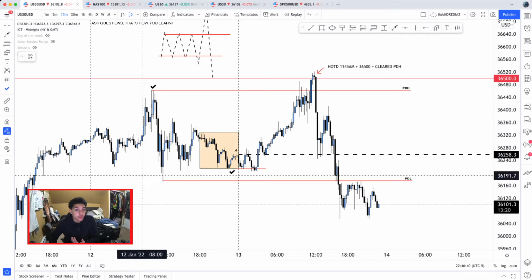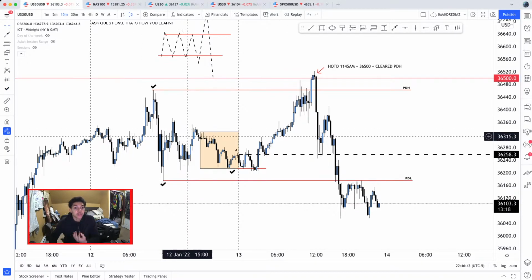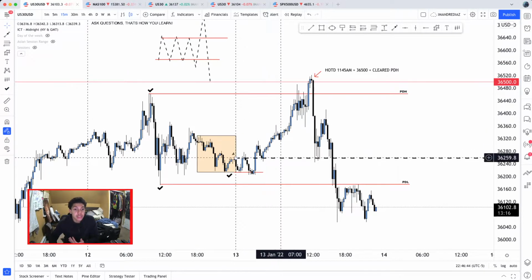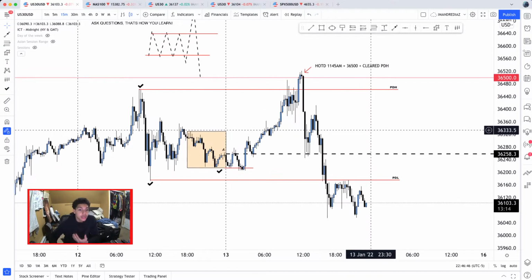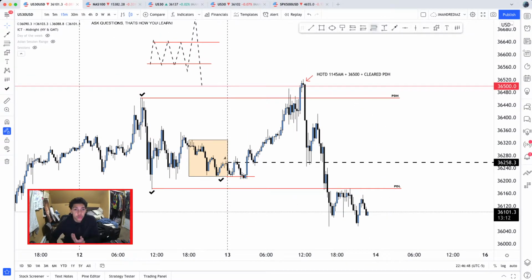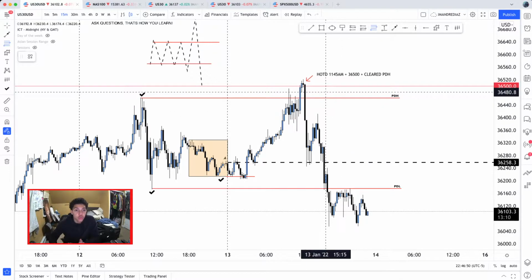And why did both the previous day's high and low get targeted? Because overall it was a reversal day. Something like this doesn't always happen, but there are cases where it does. So where would you have potentially wanted to take the trade? In my opinion, you would have been looking to short more than likely at 36,500.